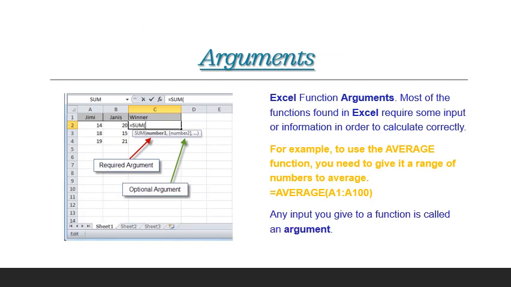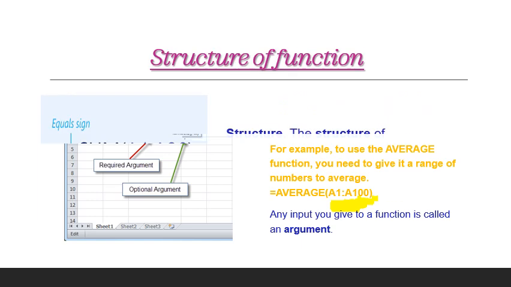So next is argument. What is an argument? Excel function arguments: most of the functions found in Excel require some input or information in order to calculate correctly. For example, to use the average function, you need to give it a range of numbers to average. So if you want to find the average, you have to give the argument. This is the argument, A1:A100. So any input you give to a function is known as an argument.